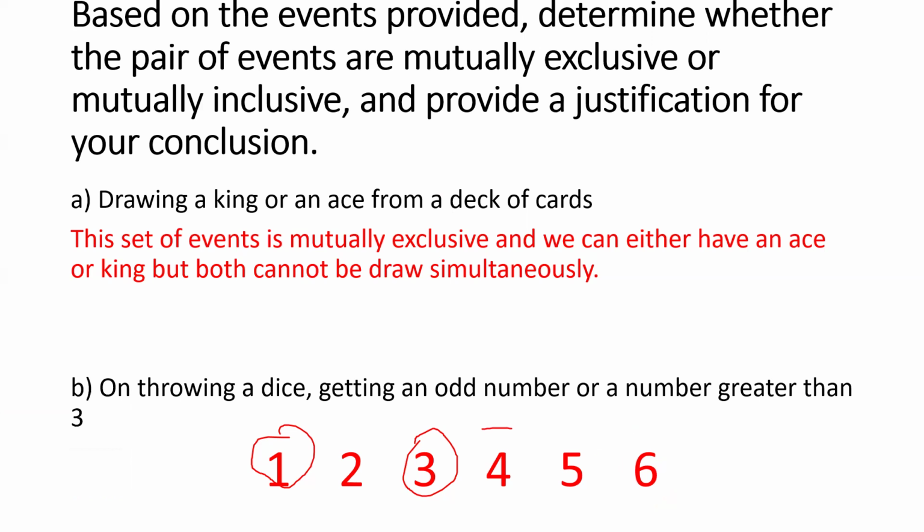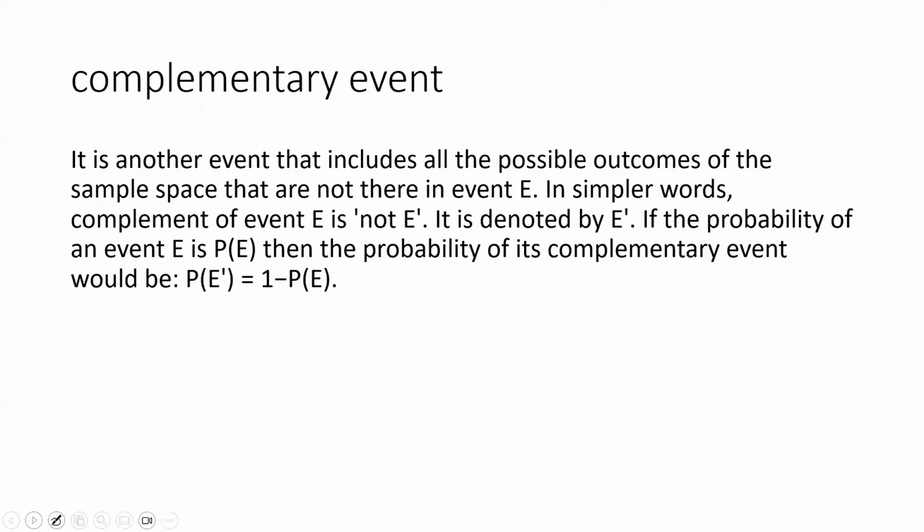Okay. So in terms of what I was saying there, you'll see that the odd numbers are 1, 3, and 5. A number greater than 3 is 4, 5, and 6. So by means of looking at that, you can see from there that what? That 5 is an odd number and also greater than 3. So this can be happening at the same time. And that is why we say this is what? Mutually inclusive.